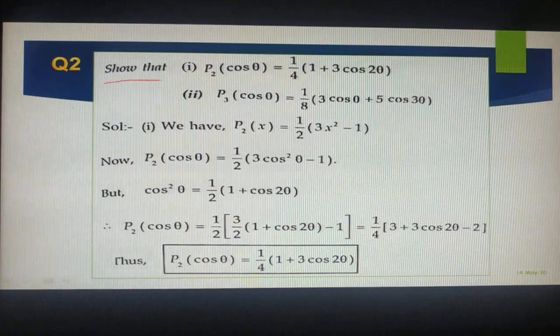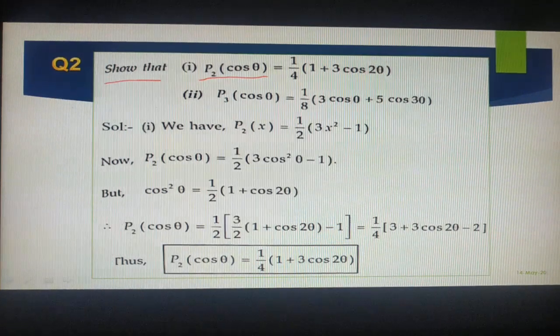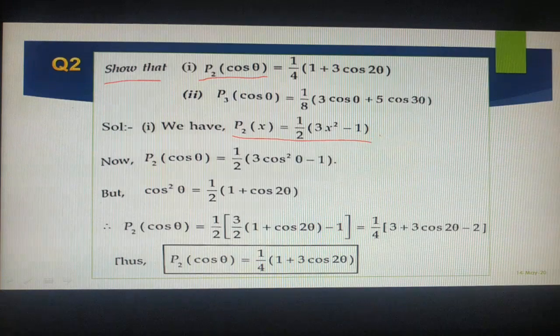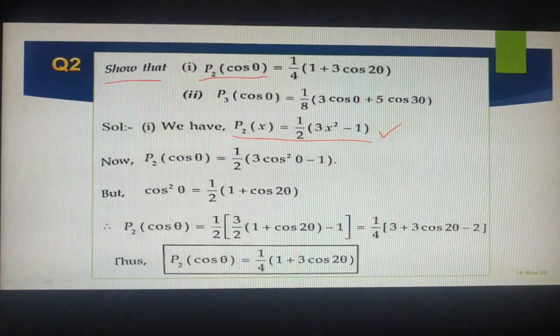See, in the second question, I just ask you P2 of cos theta. We have to show that P2 of cos theta is equal to 1 by 4 of (1 plus 3 cos 2 theta). So P2 of some x is there. Here in place of x we have cos theta, and you know the P2 of x formula we just derived. P2 of x formula is 1 by 2 (3x square minus 1).